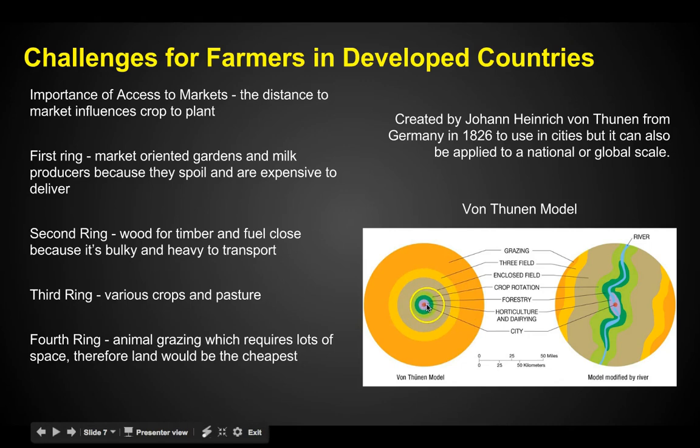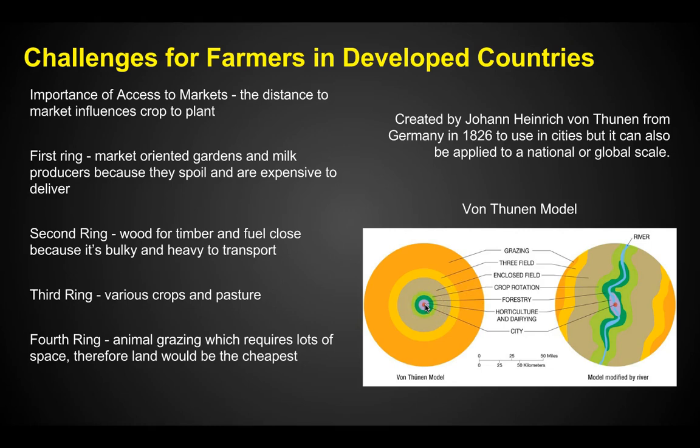Like this could be the middle of the country and all the way across the country as well. Anyways, this model was created by Johann Heinrich von Thunen from Germany in 1826, and you can use it in cities. We also apply it to the national or global scale. So in the first ring, we're looking at things that perish, like market-oriented gardens and milk producers. It's also pretty expensive to deliver.